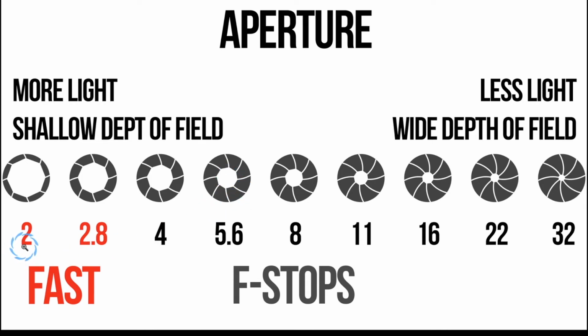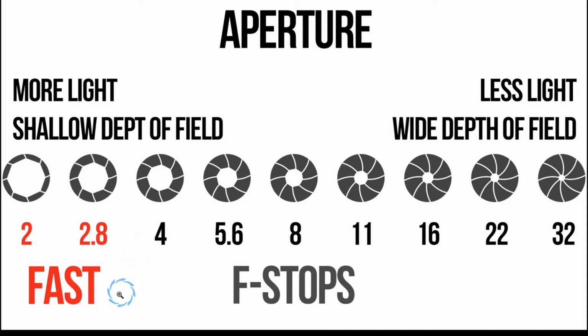The numbers are 2, 2.8, 4, 5.6, 8, 11, 16, 22, and 32. So those are examples of whole stop numbers. Now, not all lenses are going to have f32, and not all lenses are going to have f2 or even f2.8. It just depends on your lens, what your minimum aperture is going to be and what your maximum aperture is going to be. Before, we talked about fixed and variable aperture lenses.